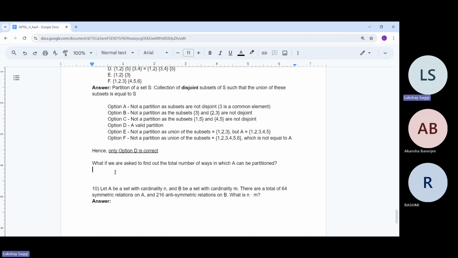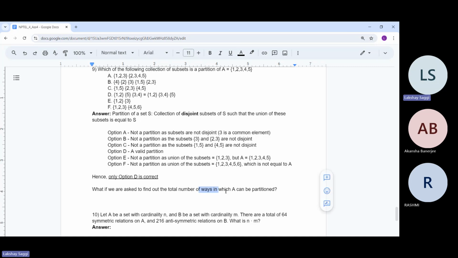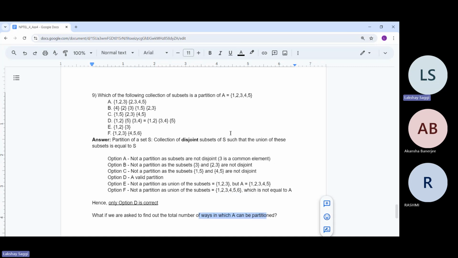So yeah, let's just do it case by case. So suppose we want to find out the number of ways in which A can be partitioned, right? So A is this set {1, 2, 3, 4, 5}. Let's just for counting this, divide this problem into cases.